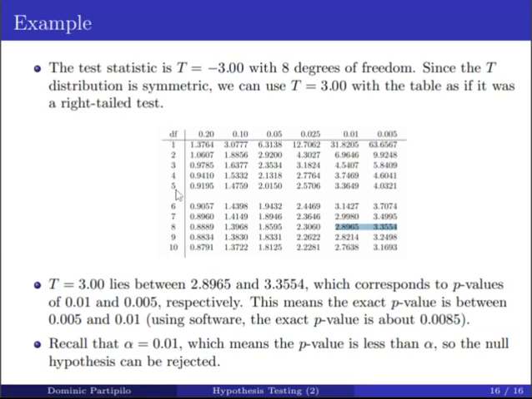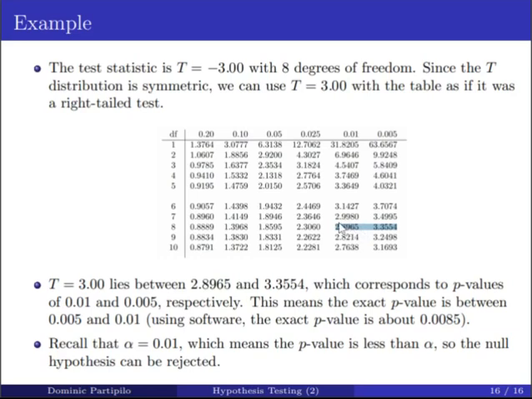And when we try to look this up on the table, we first find 8 degrees of freedom, and then we'll notice that we can't find 3.00 in this row anywhere. But the best thing we can do is to find a value just below it and then a value just above it. And what that does is it gives us bounds.